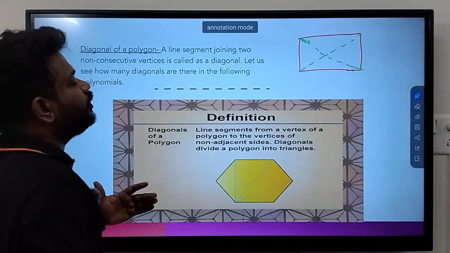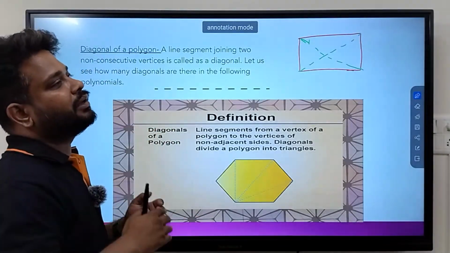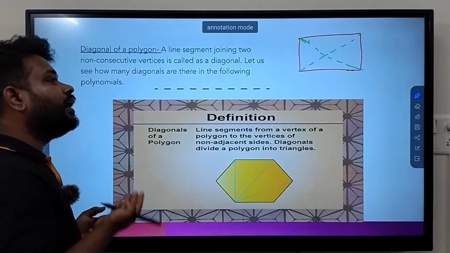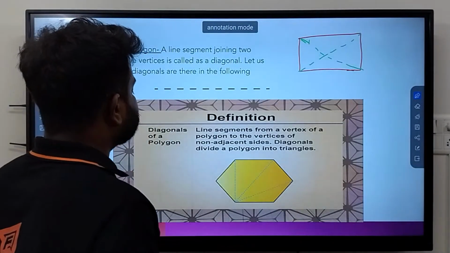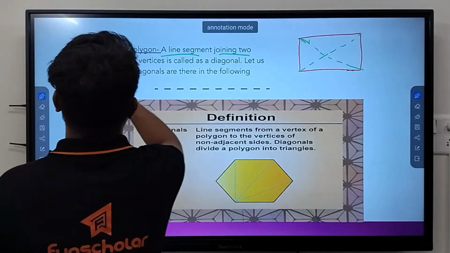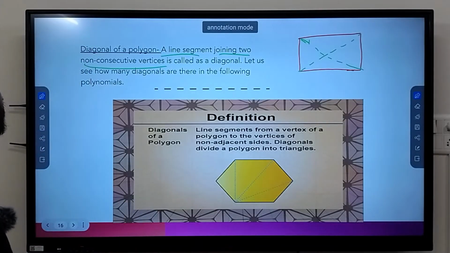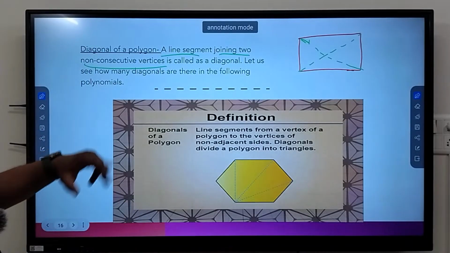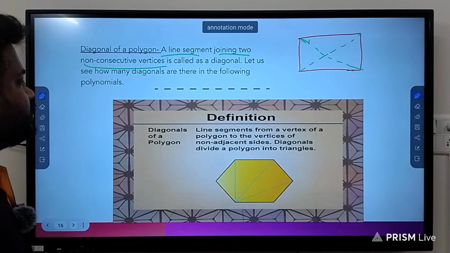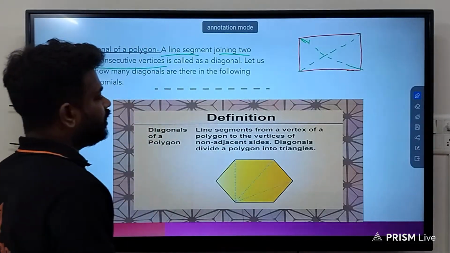But what about the polygons? For a quadrilateral it is okay, but what about a pentagon or hexagon? For those cases, the line segment joining two non-consecutive vertices is called the diagonal. Let us see how many diagonals there are in the following polygon. So, a line segment from a vertex of a polygon to the vertices of non-adjacent sides. Okay, the diagonals divide a polygon into triangles.